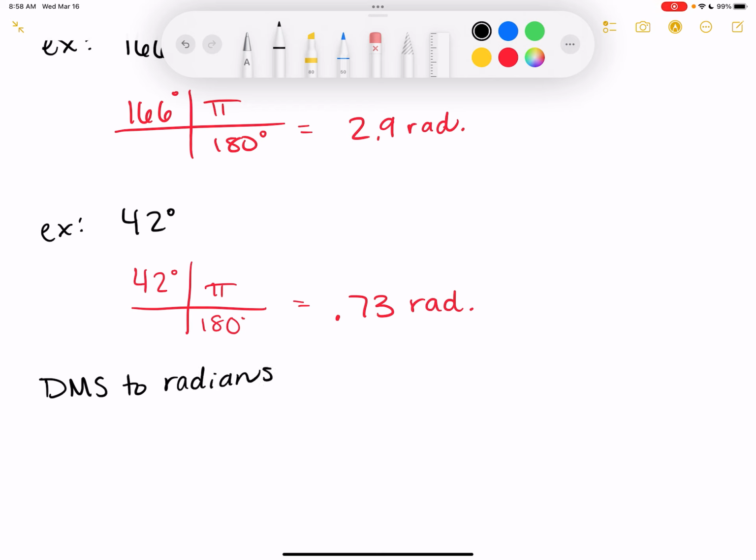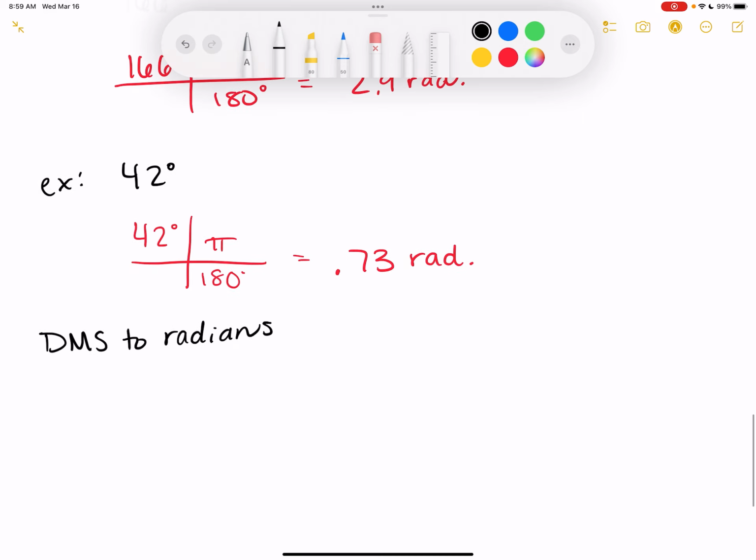All right, so the other thing is DMS to radians. So you'd have to convert from DMS to degrees, then to radians. So you literally combine everything we just did together into one problem.